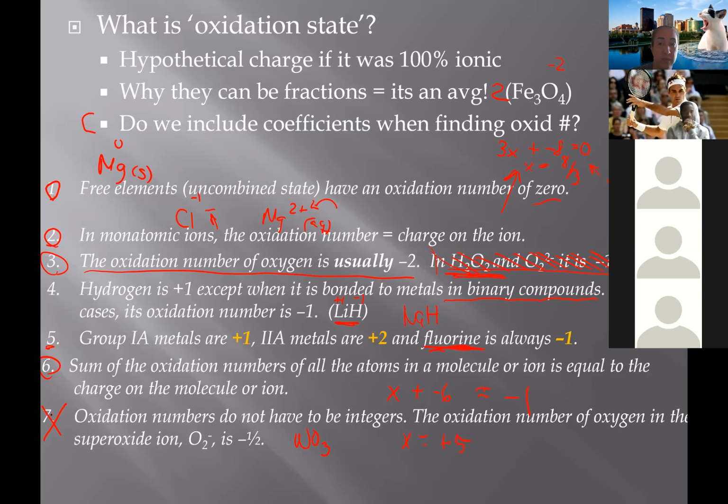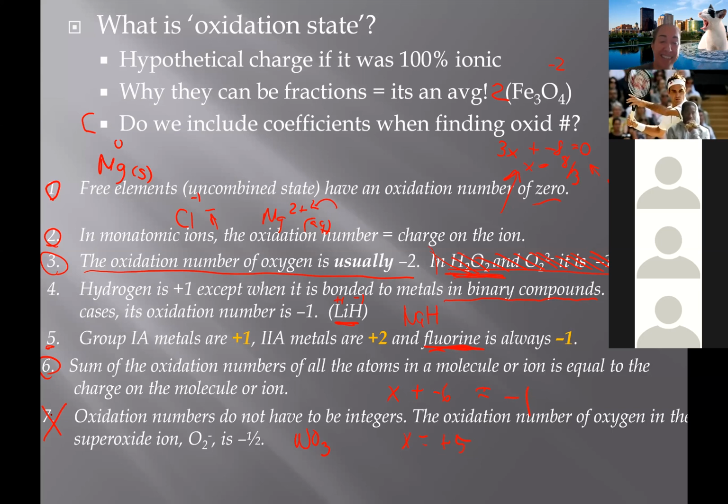So for the oxidation of nitrate, that would mean that nitrogen loses 5 electrons? That is the state, the average state of nitrogen. It doesn't lose 5 electrons, okay? You have to understand that. It's not losing 5 electrons. On average, if it was 100% ionic, that is the state that it would take. Okay. Yeah, it's a hypothetical.